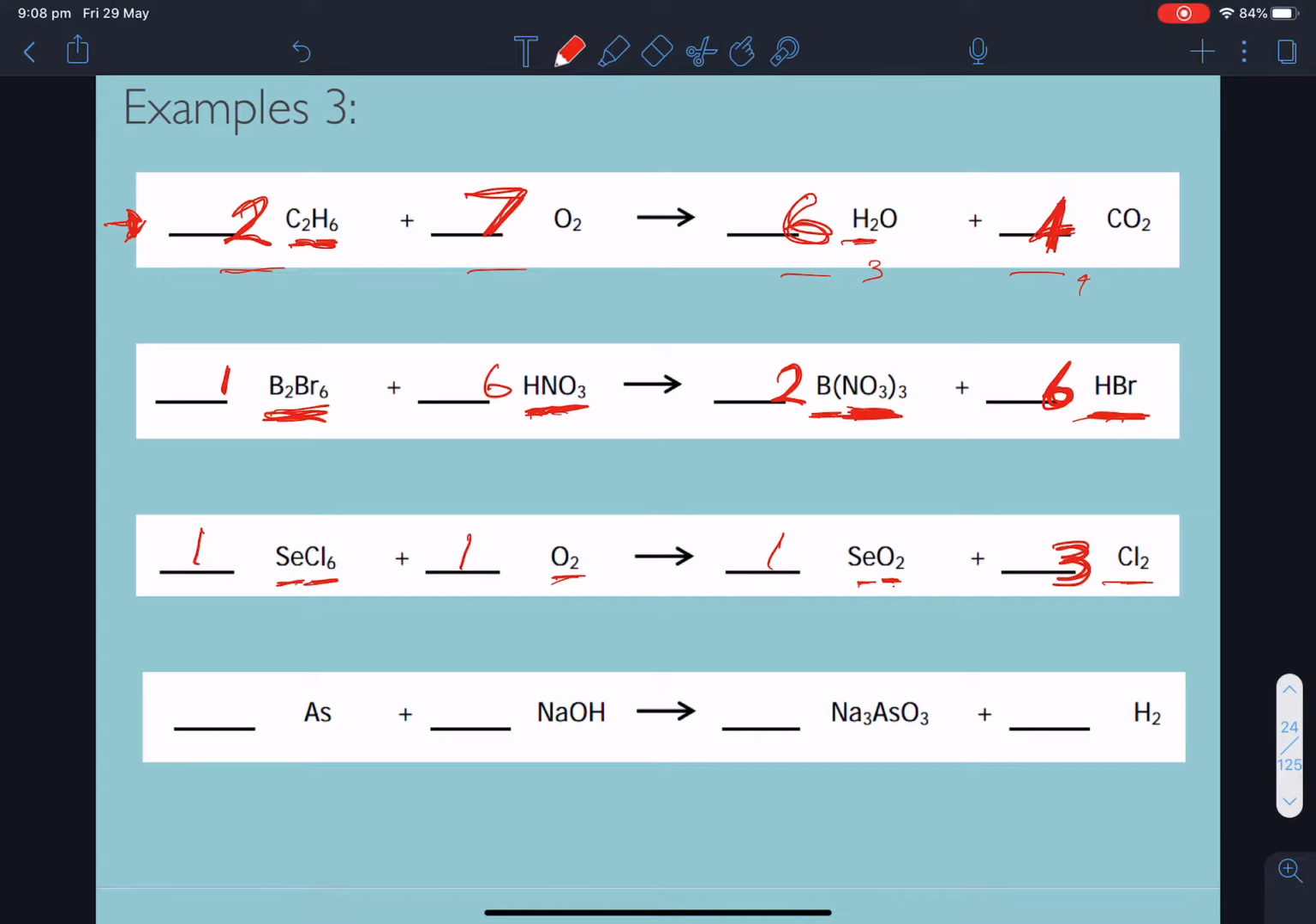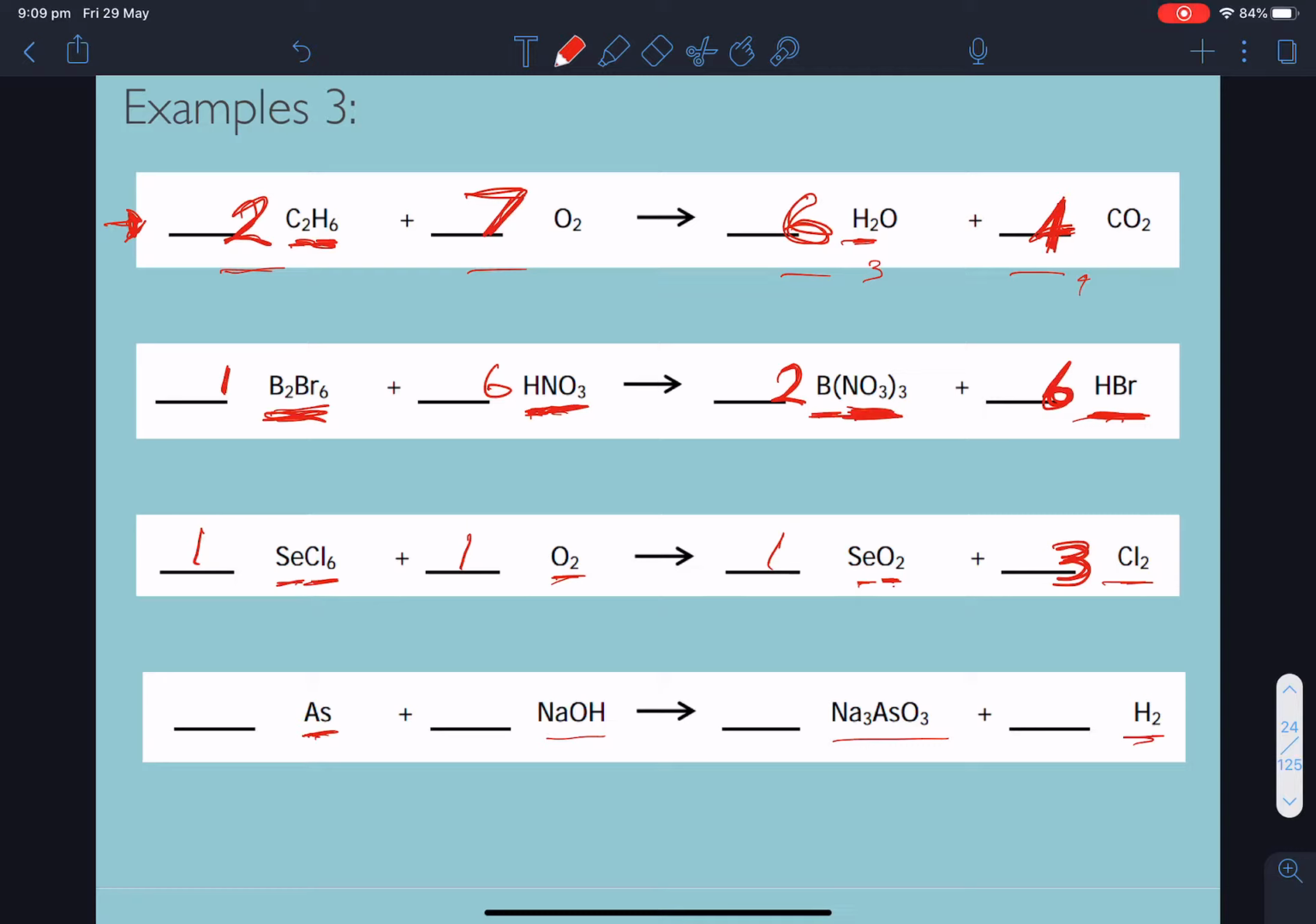Okay, let's look at this arsenic reaction. Arsenic and sodium hydroxide makes this, I'm guessing, sodium arsenate. I could have that wrong. But this sodium arsenic and oxygen thing, and hydrogen gas. Okay, let's balance arsenic, because why not?